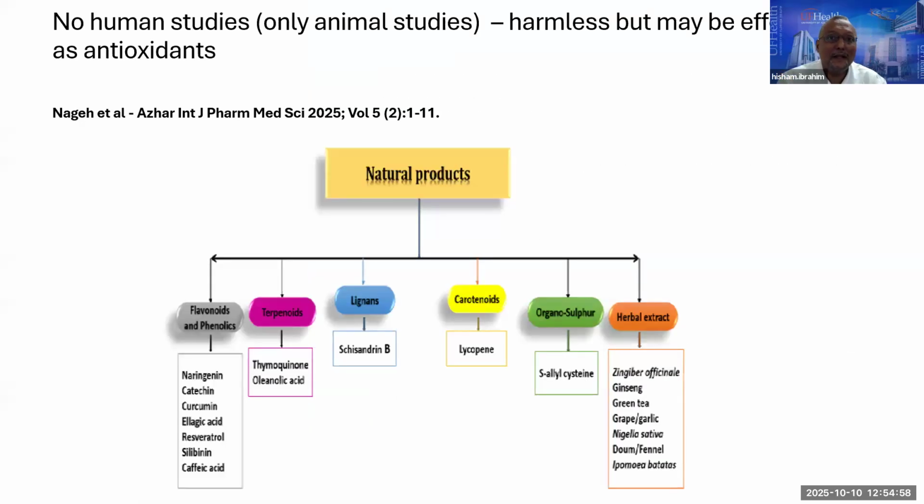So for example, here we have a lot of natural products that are being promoted. And these are mostly based on animal studies: flavonoids, carotenoids, garlic, ginseng. These are things that have been promoted. There is a theoretical basis. These are mostly antioxidants, very strong antioxidants. And as we saw in the previous slide, the presence of reactive oxygen species is part of the pathogenesis of the problem. So these are all antioxidants, and they're being promoted as potentially useful, but we don't have a lot of data.